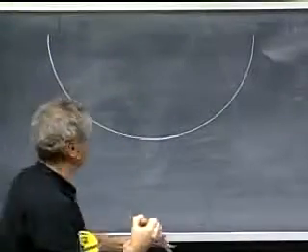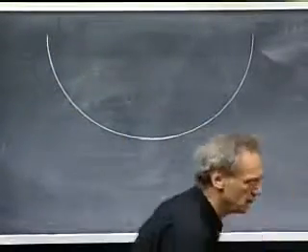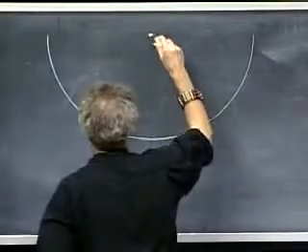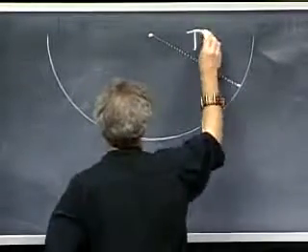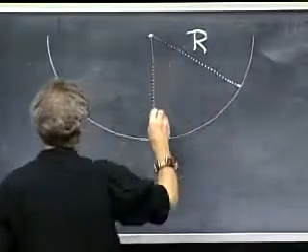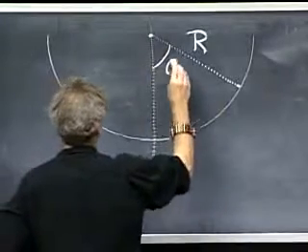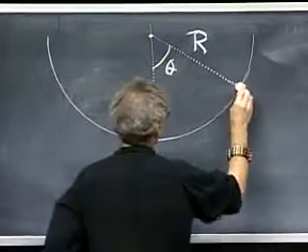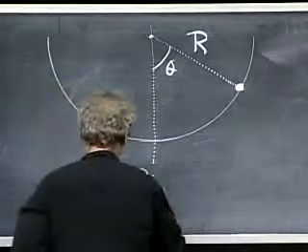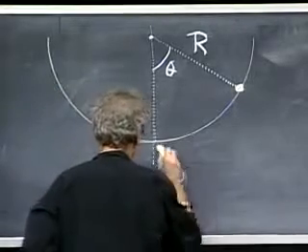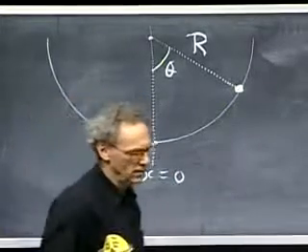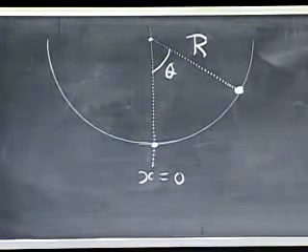that's the track. And the track has a radius r. And at this moment in time, the angle equals theta, and here is the object. I call this x equals 0. That is also, of course, where theta equals 0.